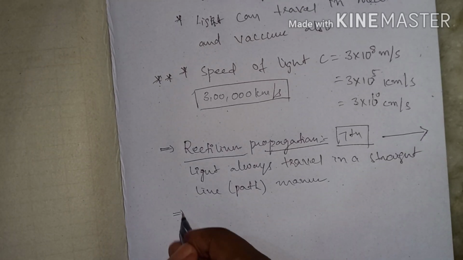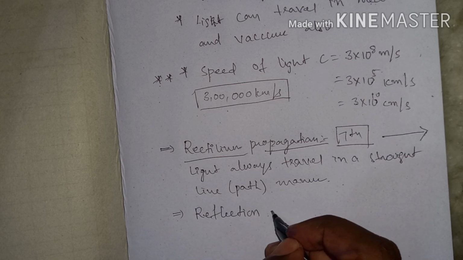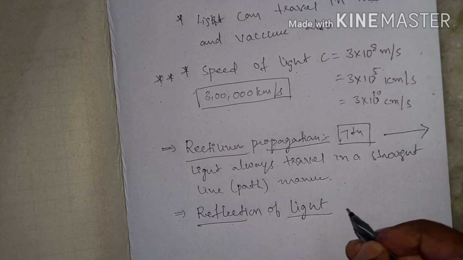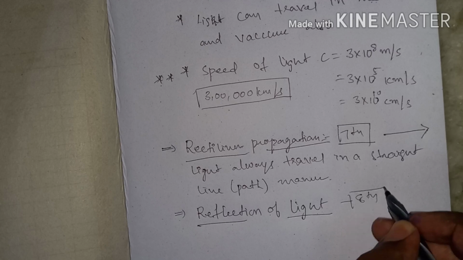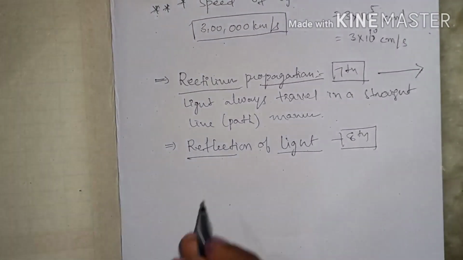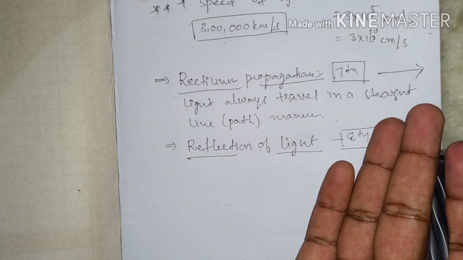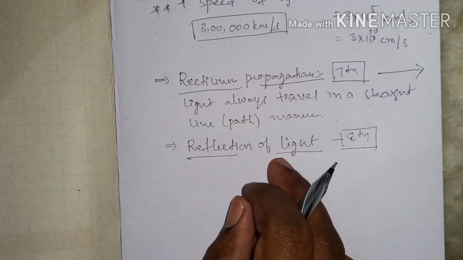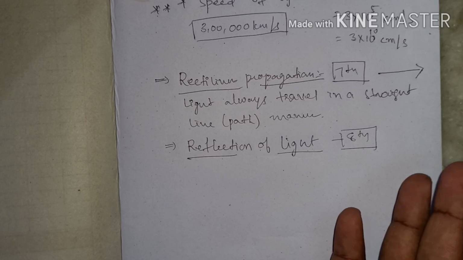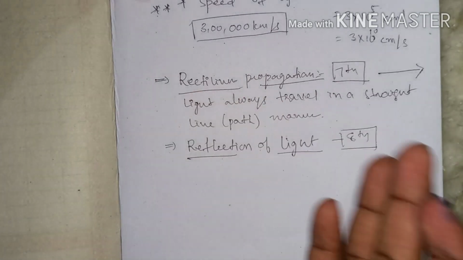The next mechanism is reflection of light. You also studied this in 8th class, so go back to 8th class and check what reflection of light is. In reflection of light you studied the bouncing back of light into the medium. An example: on a sunny day you can hold a mirror outside and face the reflected image of the light. This is called reflection.